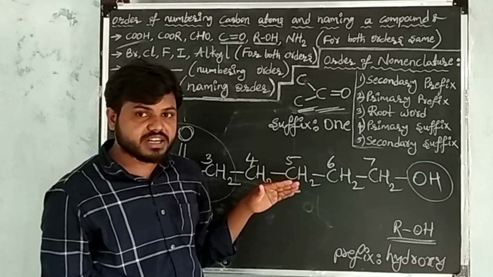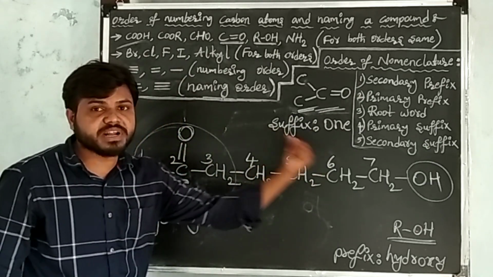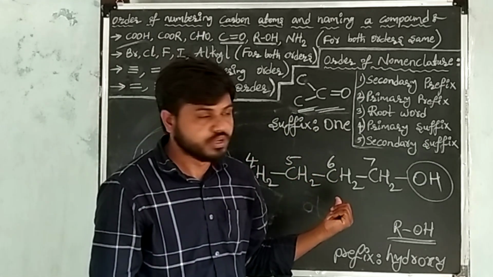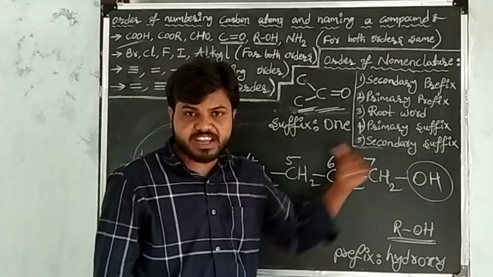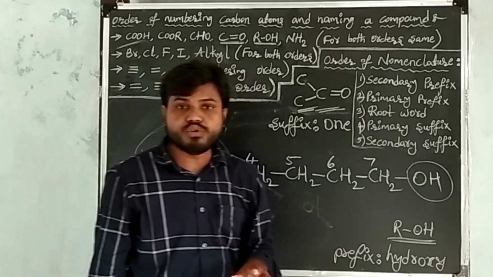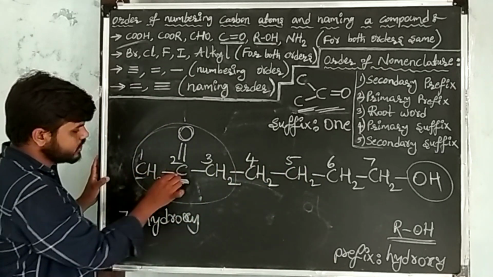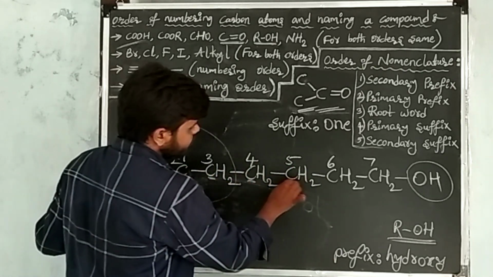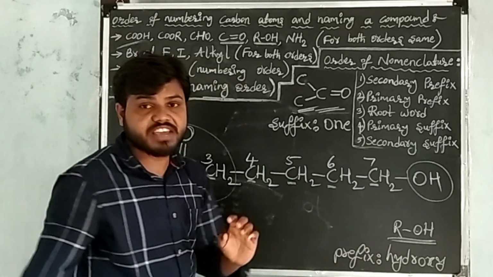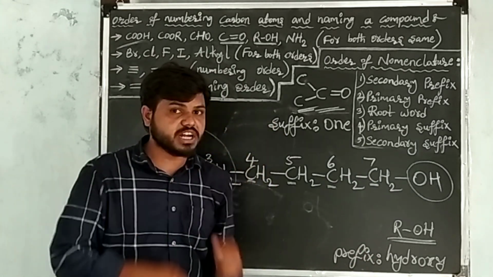Primary prefix here, what? Cyclic. Cyclic is not present in the given carbon compound. Then go to the root word. Root word means number of carbon atoms. Here how many carbon atoms are there? 1, 2, 3, 4, 5, 6, 7. In the given carbon compound, 7 carbon atoms are there.